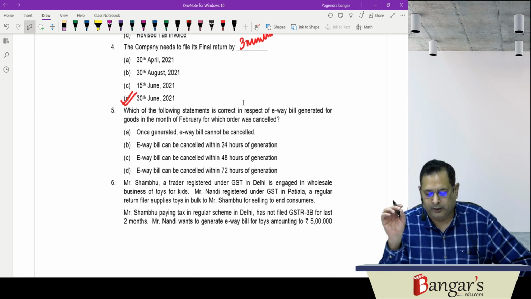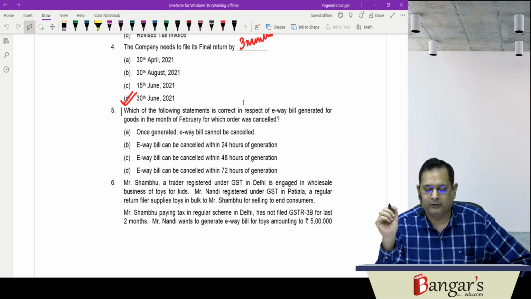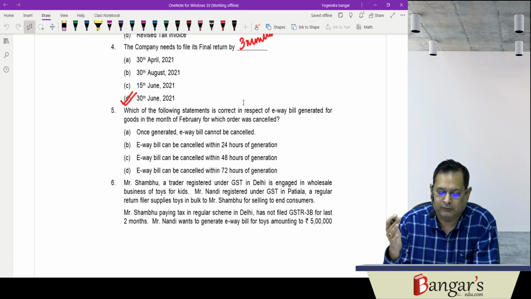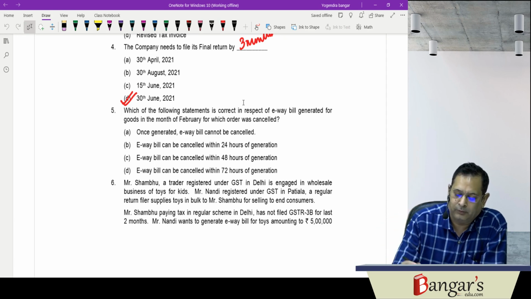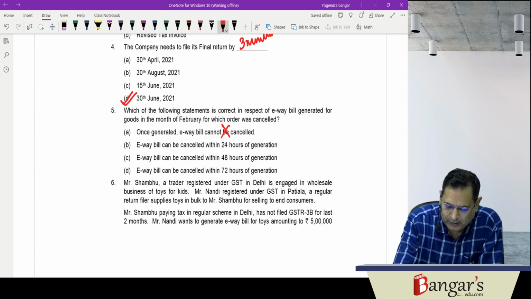Then which of the following statements is correct in respect of the e-way bill generated for the goods in the month of February for which the order was cancelled? Fundamentally, within a period of 24 hours of generation, an e-way bill can be cancelled. The statement that once an e-way bill is generated it cannot be cancelled is wrong. So here the e-way bill can be cancelled basically within 24 hours of its generation.